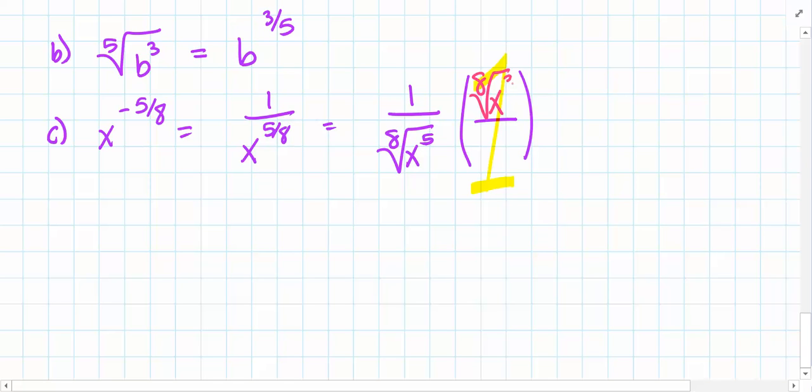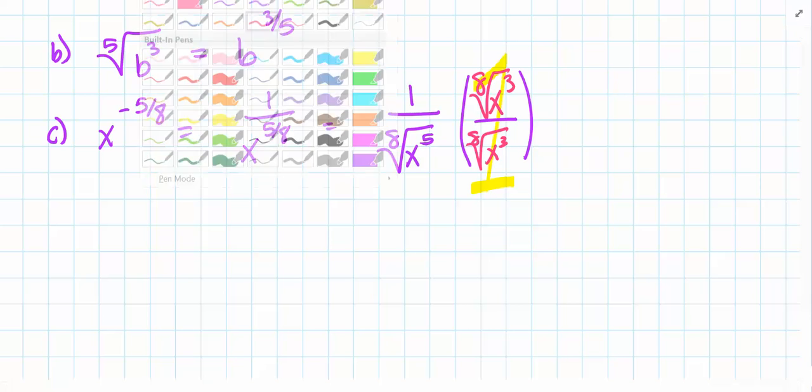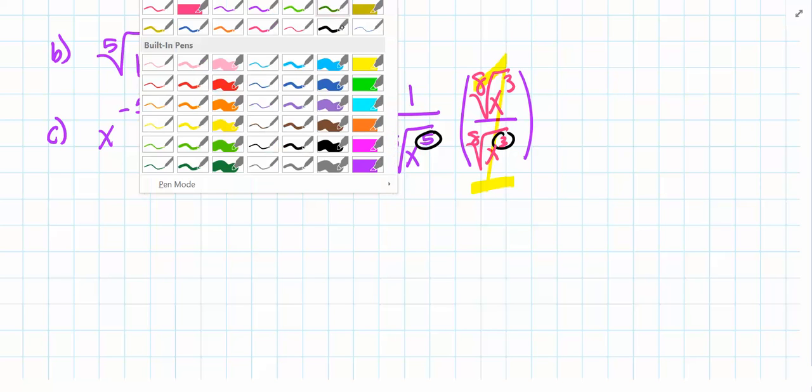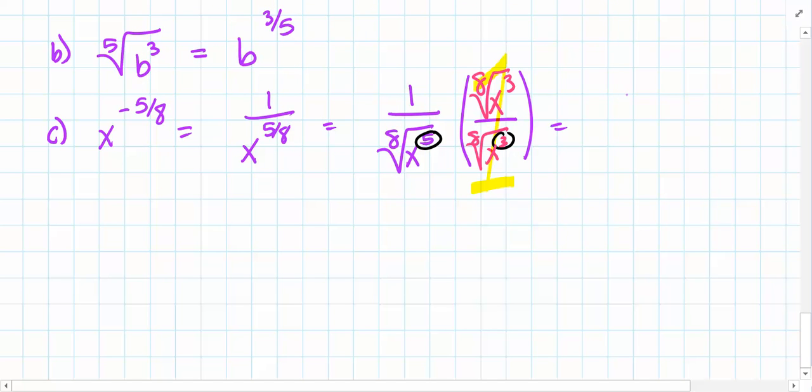Wait, why? Because 5 and 3, when you add them, make 8, and you want a perfect 8th root. Right? That's what you're looking for. Okay? Awesome. That right there is probably the hardest part of visually seeing what's going on in this problem. On the top, I have the 8th root of x to the 3rd. On the bottom, what do I have? I just have x, and oh my gosh, we're done.